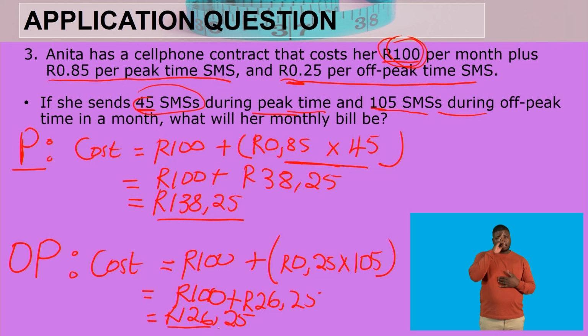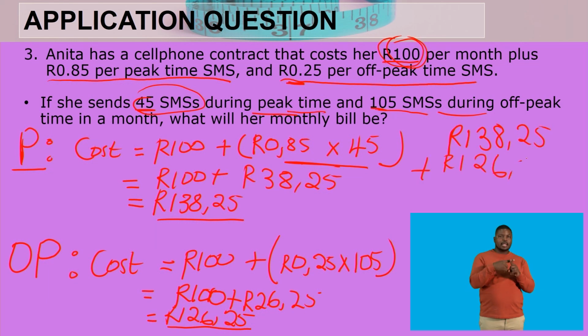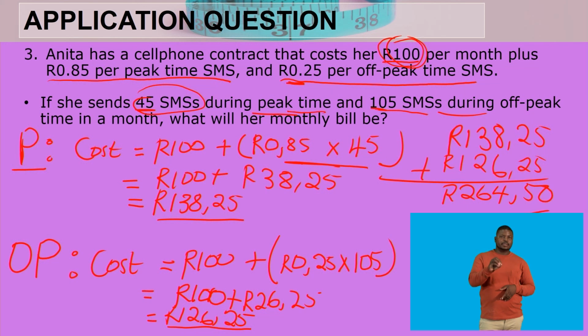Now remember, these are two separate bills, so we have to add them together to have one monthly bill. So we say 138 Rand 25 cents plus 126 Rand 25 cents. It gives us a total of 264 Rand 50 cents. So this is what her bill will be for the entire month.